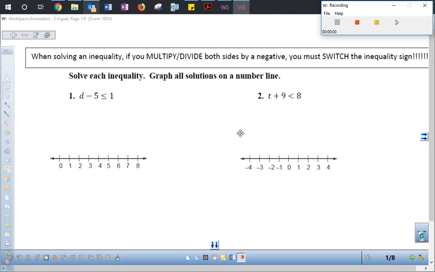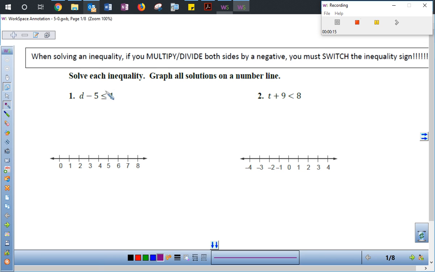Okay guys, today we're going to start learning about how to solve inequalities. Now, inequalities are pretty much the exact same thing as an equation, but instead of an equal sign, you're going to see things like this, like an inequality symbol. So less than, greater than, less than or equal to, greater than or equal to. So again, here's what they look like. This is less than or equal to, greater than, and greater than or equal to.